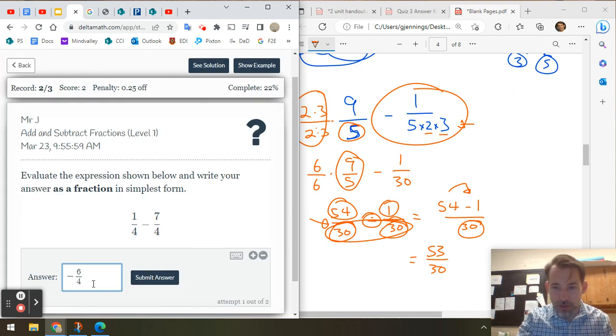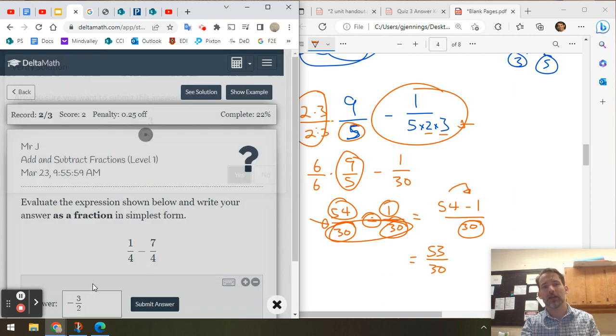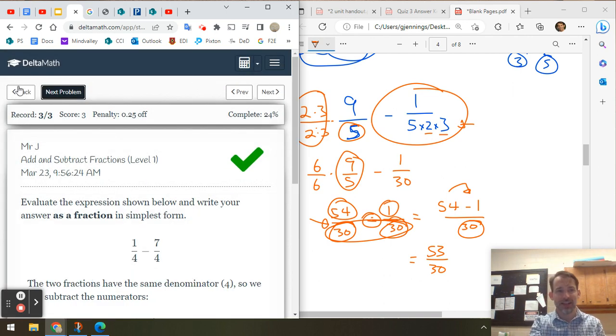But it can reduce. Oh my goodness. See what happens when I'm talking? Negative 6 and 4 share factors. They share a factor 2. So I'm going to divide both those numbers by 2. This will be correct. Hooray!